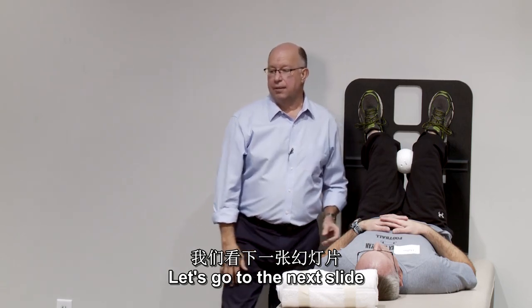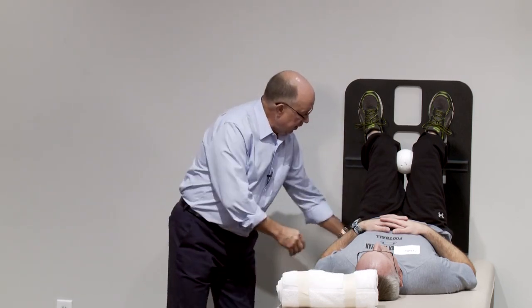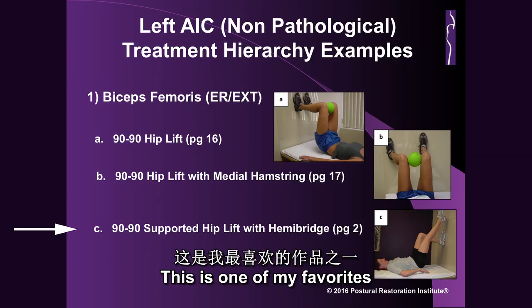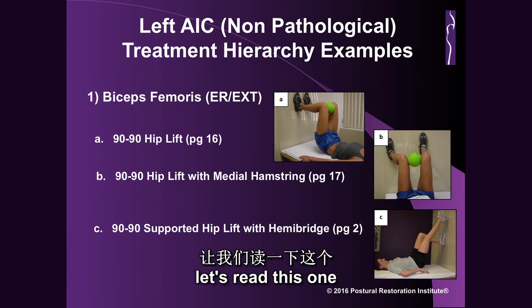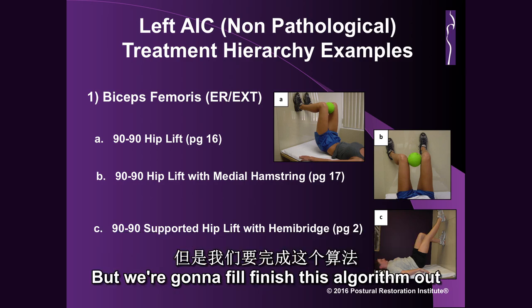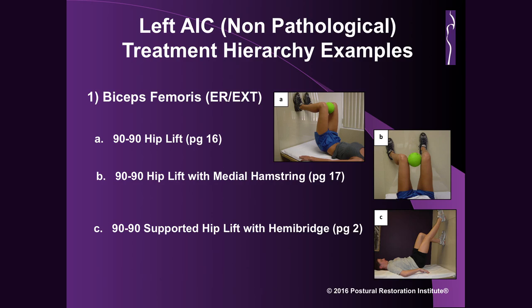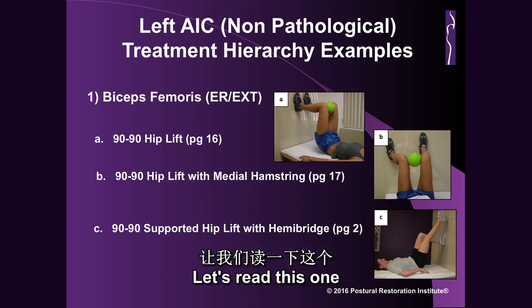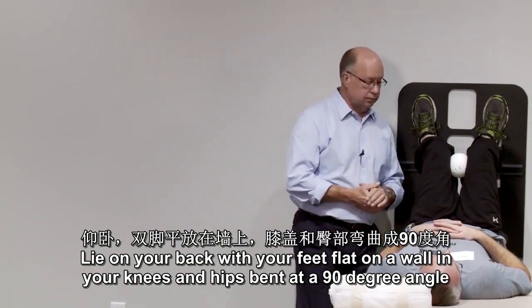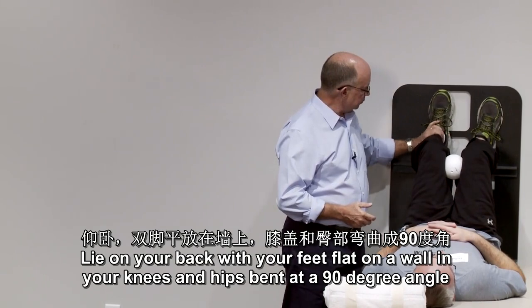Let's go to the next slide, okay? Let's go to the next one. 90-90 supported hip lift with a hemi bridge. This is one of my favorites. And Pat, let's read this one and we'll be done with these. And we'll have a little lab where you're actually going to do this. But we're going to finish this algorithm up, Joe. So let's go ahead. Pat, would you read this? Let's read this one, okay? Lie on your back with your feet flat on a wall and your knees and hips bent at a 90-degree angle.